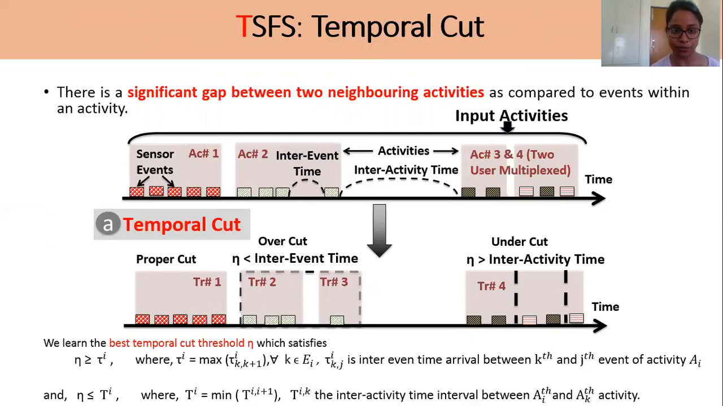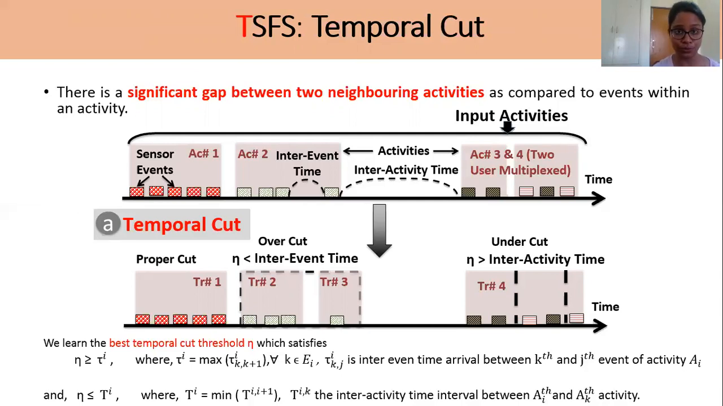In this case, only activity 1 was properly cut, but activity 2, activity 3, and activity 4 are not getting cut well because the temporal threshold is not perfect. It will not cut when activities are multiplexing because they'll be close, and if one activity is sparse, then it will not be able to cut properly. So this is the very basic first temporal cut that we do.